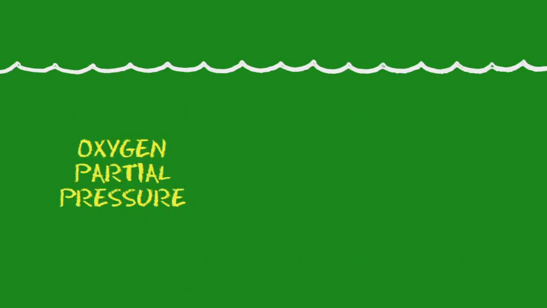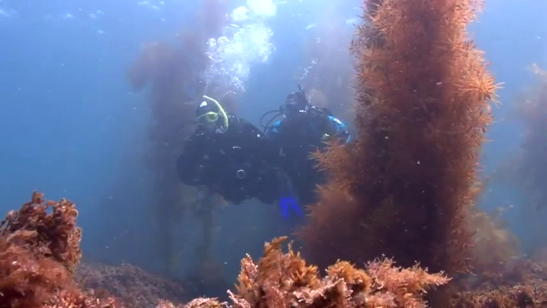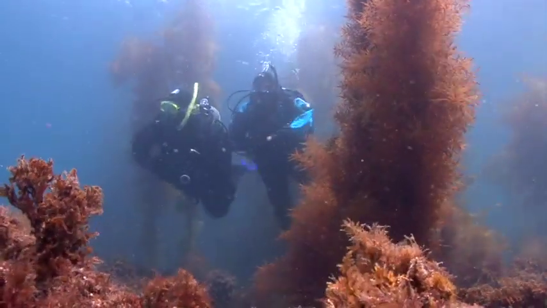The oxygen partial pressure is simply the percentage of enriched air oxygen percent, written as a decimal, times the pressure at depth in ATA bar. Don't worry, your computer does the math for you, but you need to understand what it's telling you.